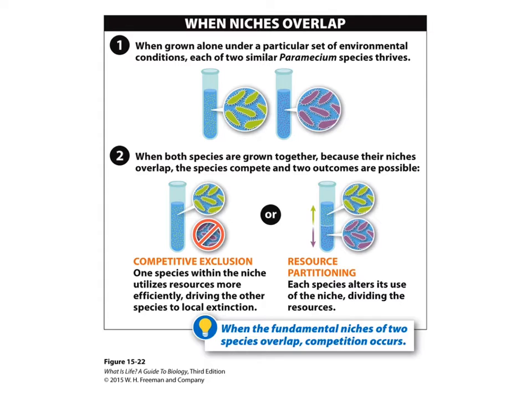The first could be competitive exclusion. If one species is a better competitor, it will drive the other species extinct, at least on a local level. The other option is resource partitioning. This is when organisms partition out or divide up the resources so that each species gets some of the resources.